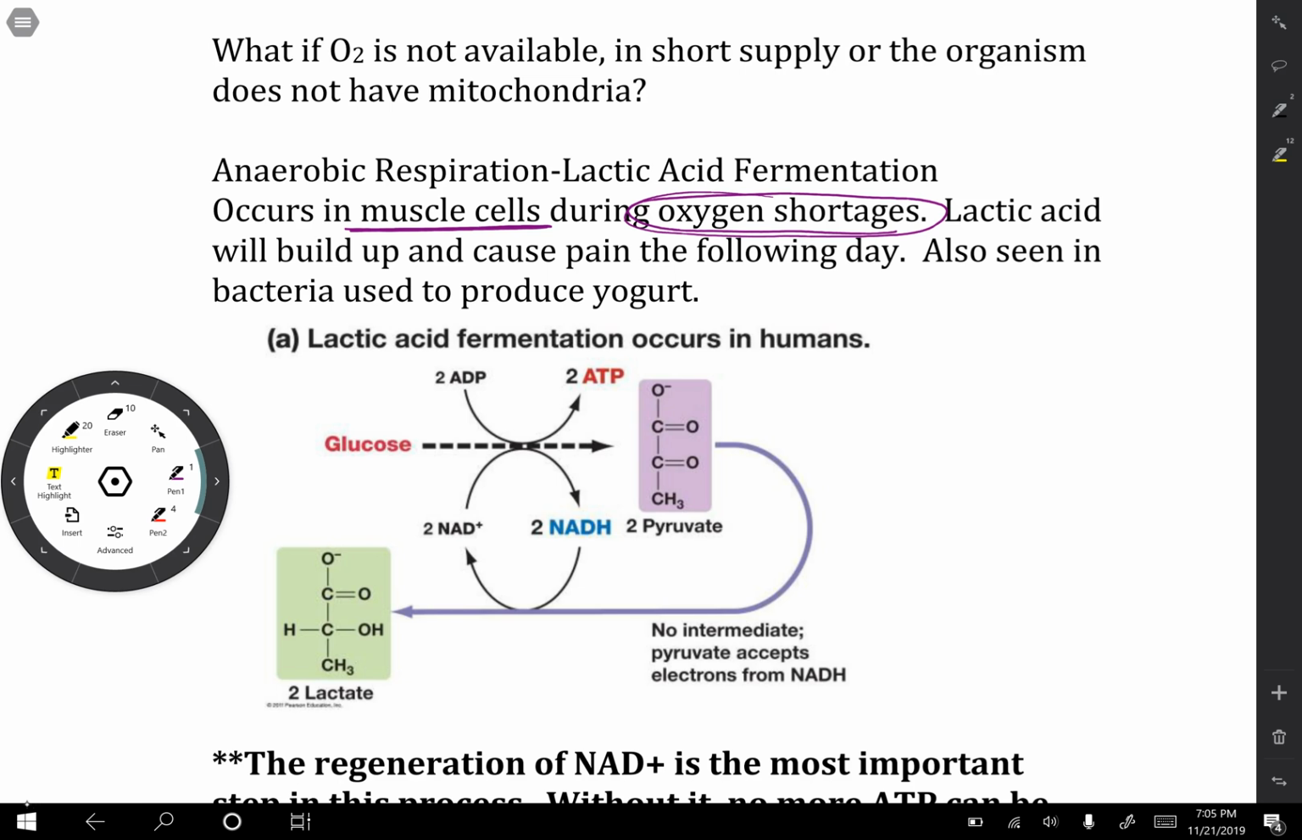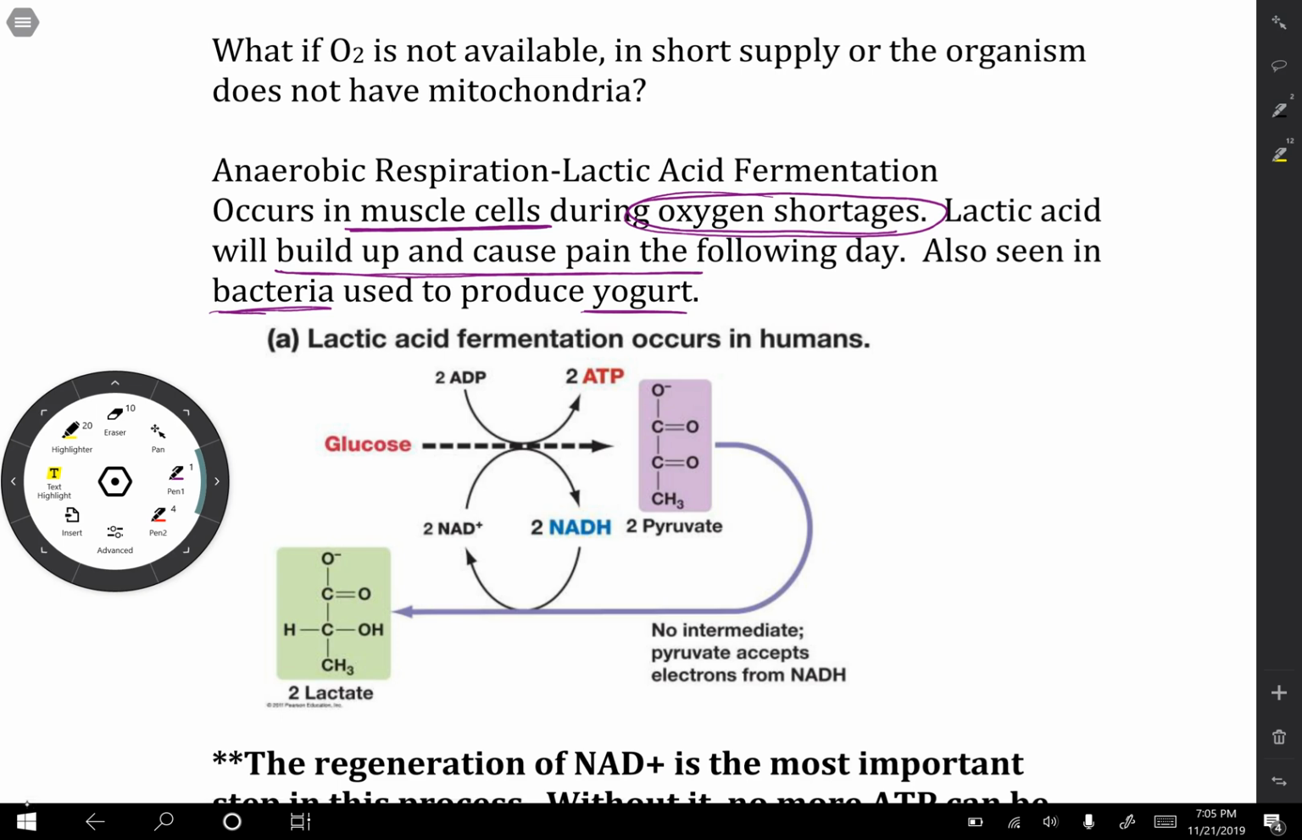And in humans, this lactic acid, when it builds up, it's going to hurt tomorrow. So if you've ever worked out kind of hard and then the next day you were sore, it's lactic acid. We may also see this in the bacteria that produce yogurt. So those are the two places that lactic acid fermentation will happen.